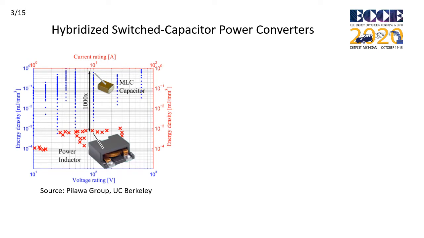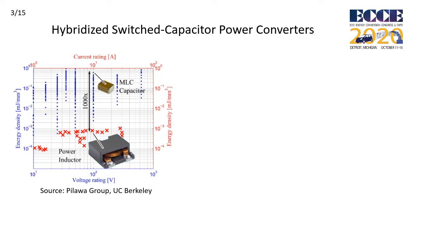To give a very brief crash course into the background of hybridized switch capacitor power converters, we start with the premise that capacitors would serve as a much more effective energy transfer element relative to inductors, given that they have energy densities up to three orders of magnitude greater than that of inductors. And that's what's shown here on the left.